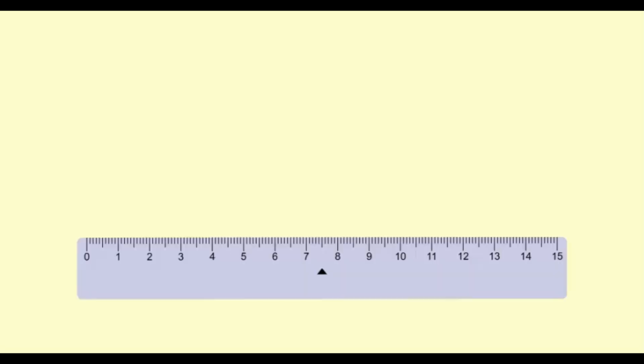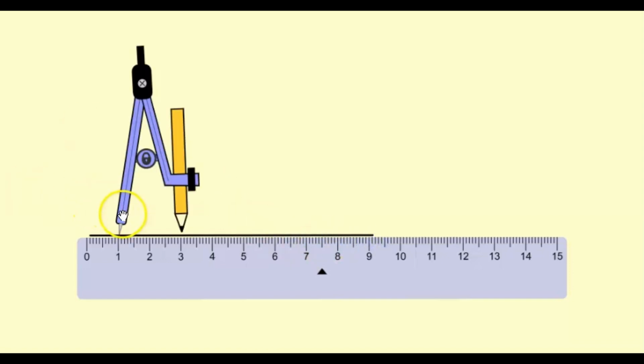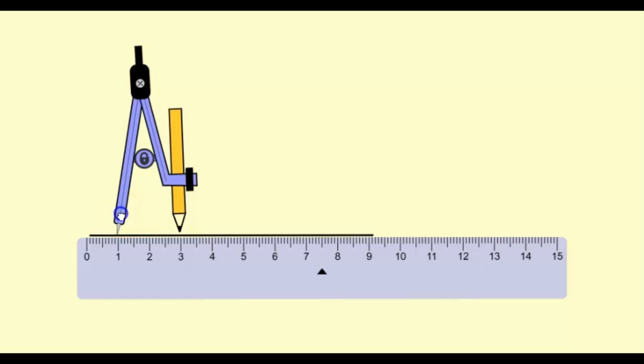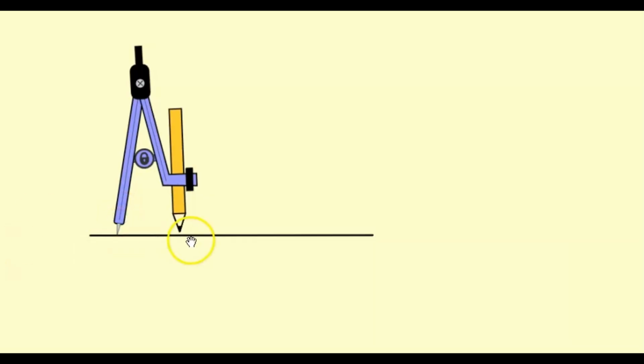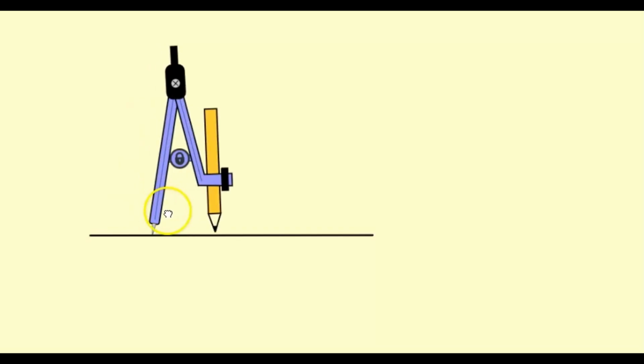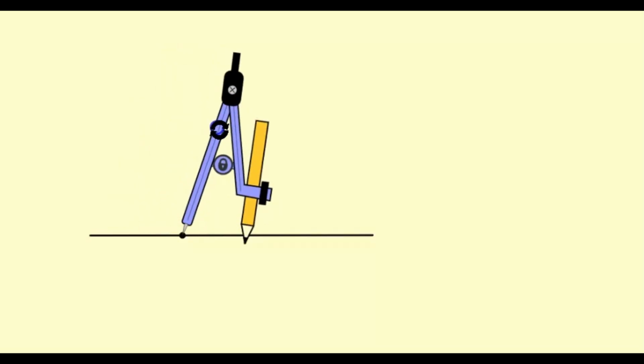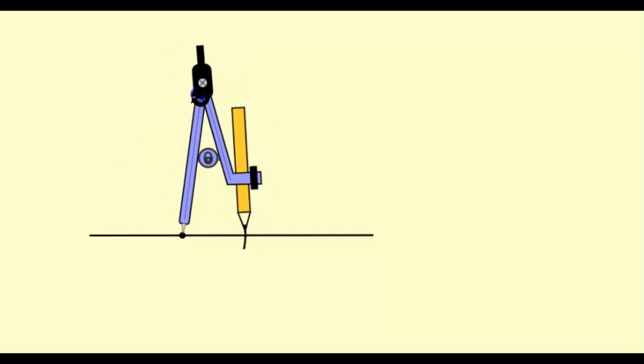First take a ruler and draw a line of random length, any length you can draw. Now take a compass and measure 2 centimeter. Yes, it's already 2 centimeter only. So from any point, I'm going to draw an arc of 2 centimeter. Yes, I have made it. Now mark these points as O and A. So I'm marking this point as O and this point as A.